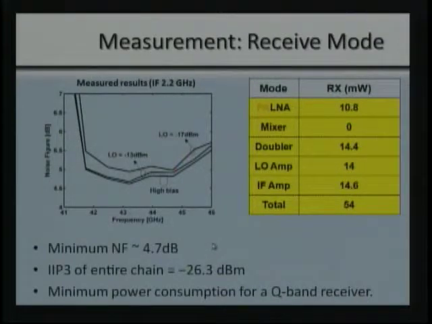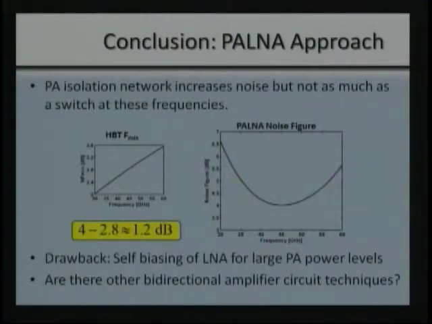In receive mode, we basically measured the lowest power consumption for a receiver at these frequencies, 54 milliwatts, and our minimum noise figure was 4.7 dB at 44 gigahertz. But the real conclusion here is, did the PA isolation network increase noise relative to a RF TR switch? And the conclusion we came to was it was actually much better.